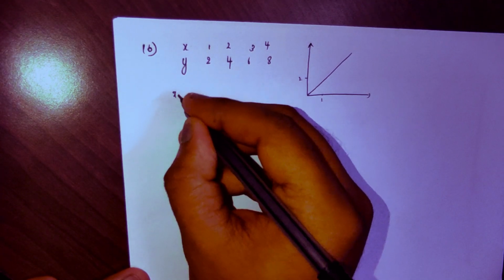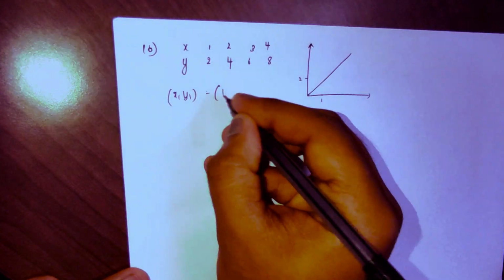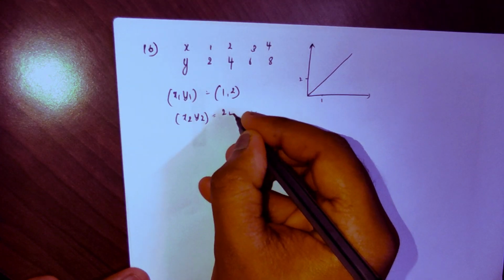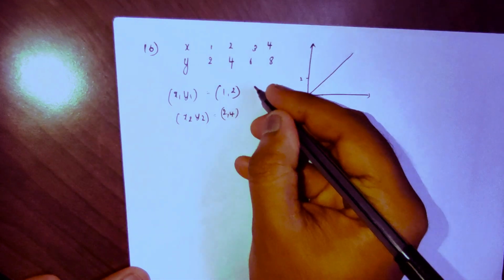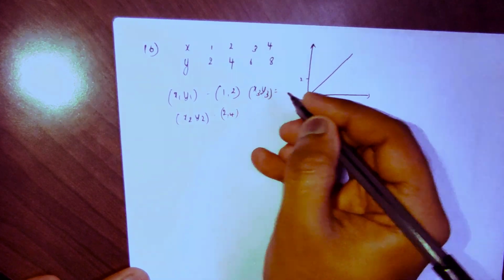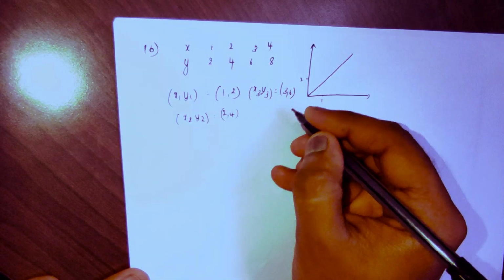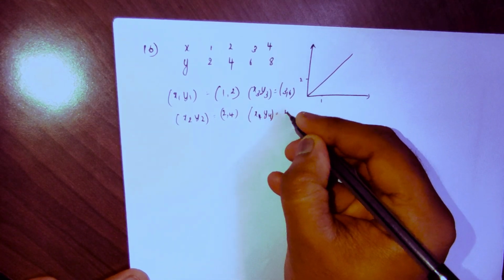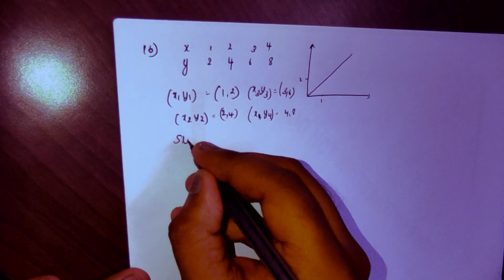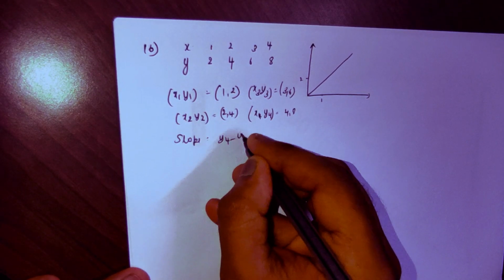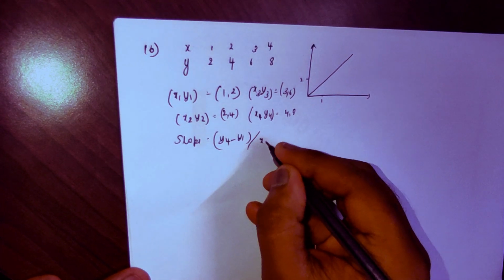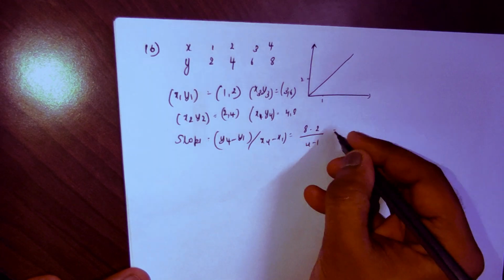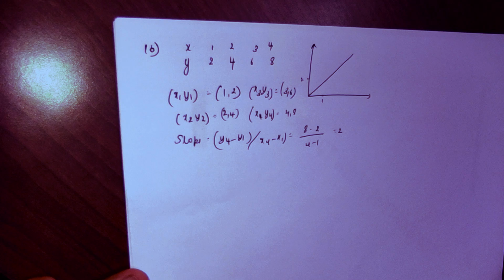When we find from the given graph, x1, y1 is equal to 1, 2, x2, y2 is equal to 2, 4, x3, y3 is equal to 3, 6, x4, y4 is 4, 8. We know the slope formula, that is (y4 minus y1) divided by (x4 minus x1), that is (8 minus 2) divided by (4 minus 1), that is 2. Hence the slope is 2.